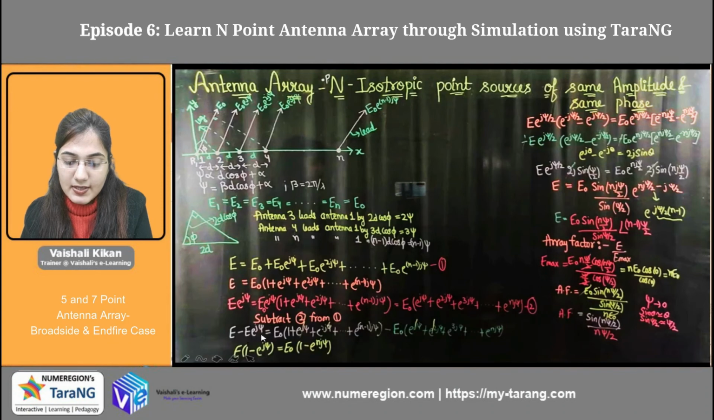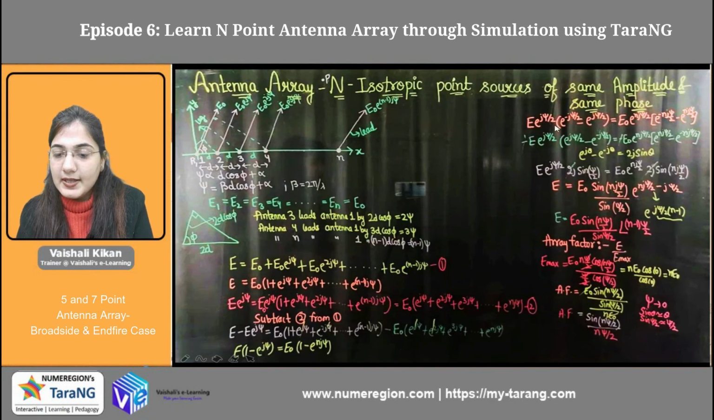So E minus E e raised to power j psi will be equal to E naught times 1 plus e raised to power j psi plus e raised to power 2 j psi plus so on e raised to power n minus 1 j psi, minus E naught times e raised to power j psi plus e raised to power 2 j psi plus so on e raised to power n j psi. So all of them are going to cancel out. I am left with E common times 1 minus e raised to power j psi here. I am going to take E naught common and I am left with 1 and e raised to power n j psi only. Rest all of the terms are going to cancel out. So E naught times 1 minus e raised to power n j psi.